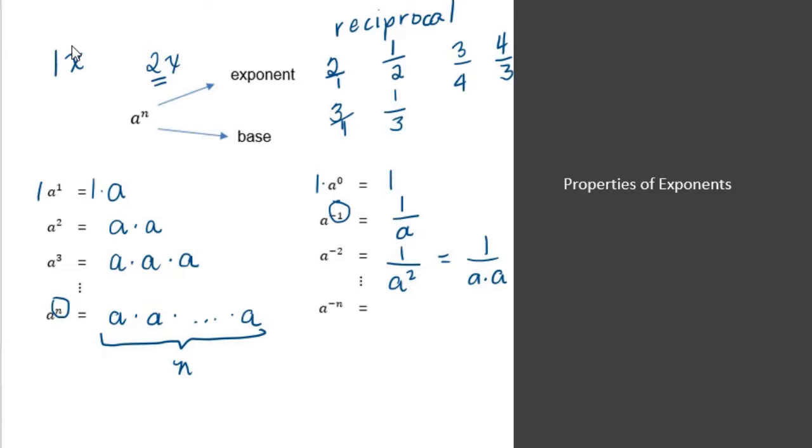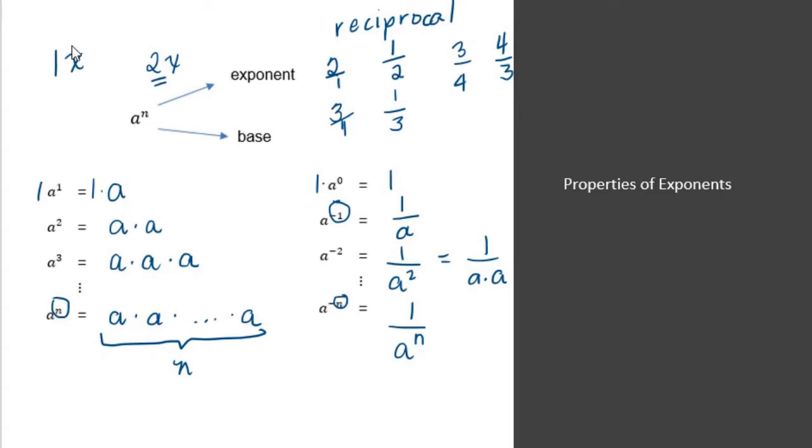Again, we can summarize what's going on here with this trend of negative exponents by looking at a to the power of negative n. Again, the negative just means take the reciprocal, so I get 1 over a. And what power is it raised to? Well, it's still raised to the power of n.